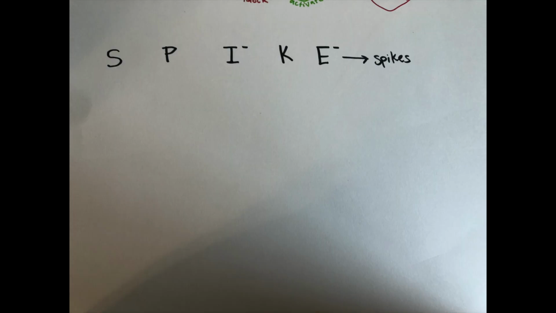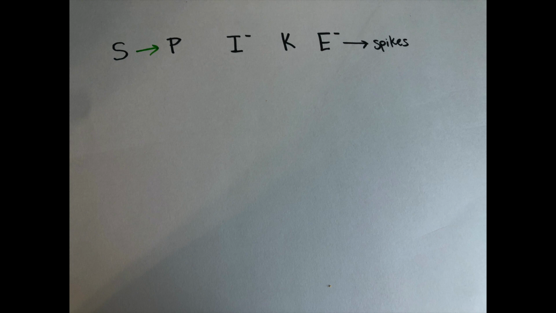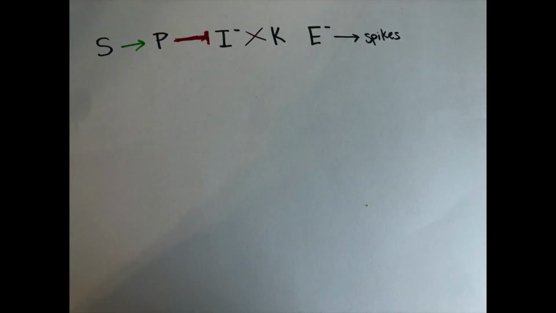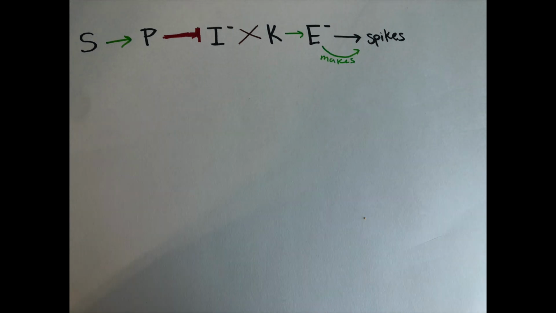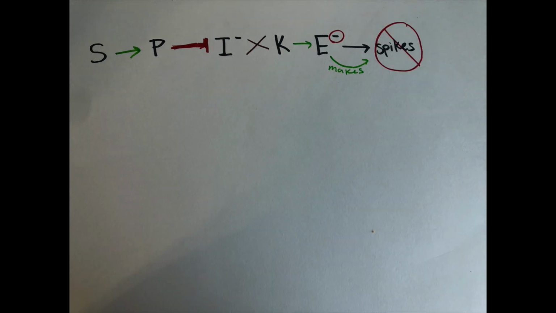Now, a network that is defective in both the I gene and the E gene is pretty simple. So the S gene works fine, the P gene works fine, the I gene is blocked, and the K gene works fine. However, the E gene is defective, and the E gene is what makes spikes. So therefore, spikes cannot be made without a working E gene.